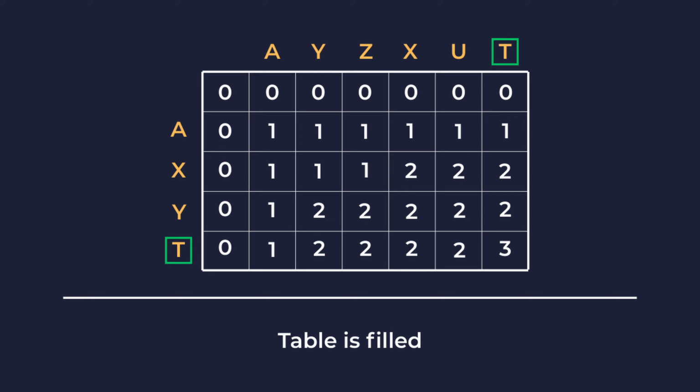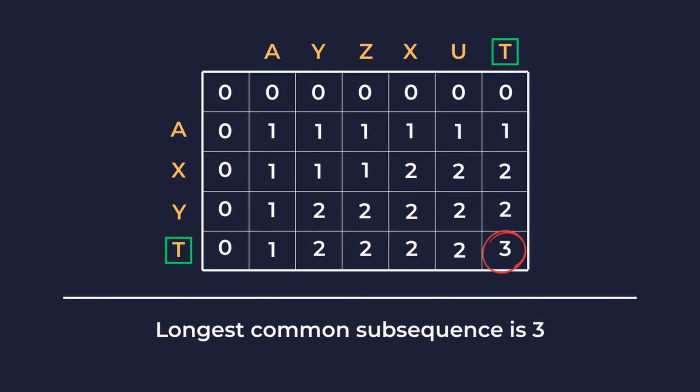Eventually, the table is filled, and the very last cell gives us the answer. In this case, the length of the longest common subsequence is 3. But what if we want the actual subsequence, not just the length? For that, we backtrack from the last cell.